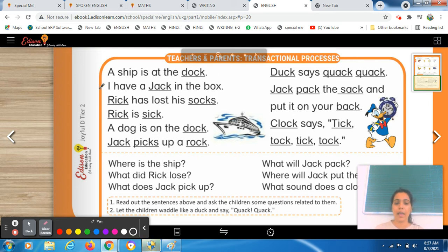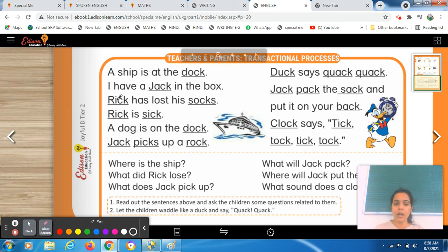Next, I have a jack. I have a jack. What is a jack, students? It is a kind of equipment with which you lift heavy objects. Okay? So I have a jack in the box. Where is the jack? The jack is in the box. Where is it? Inside the box.